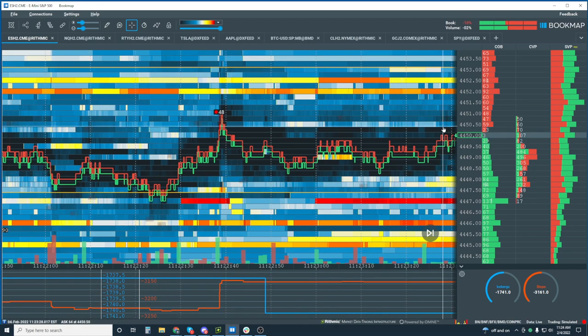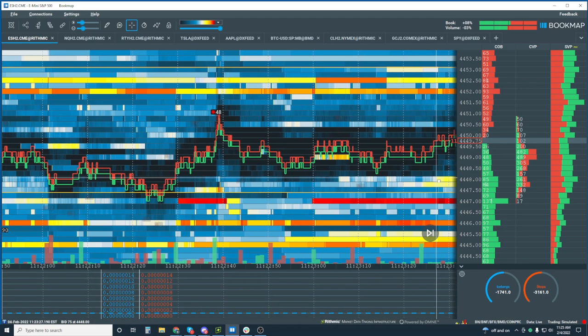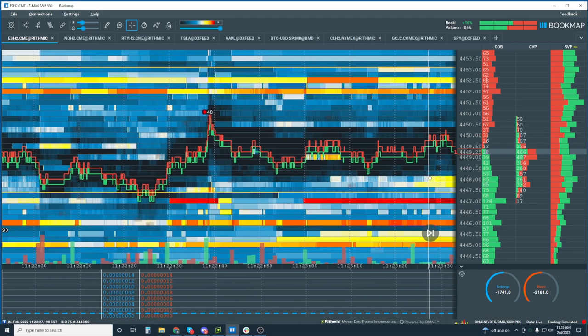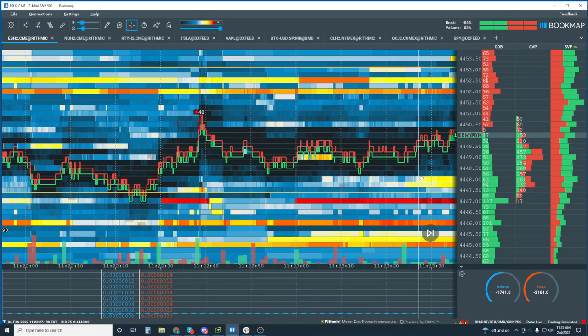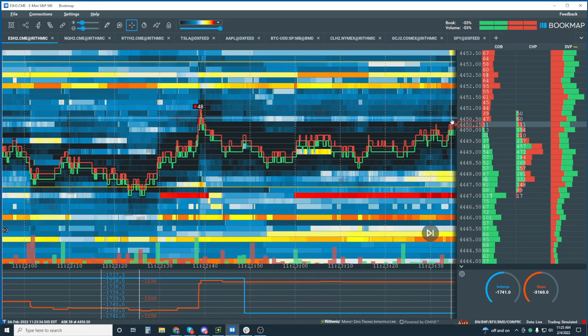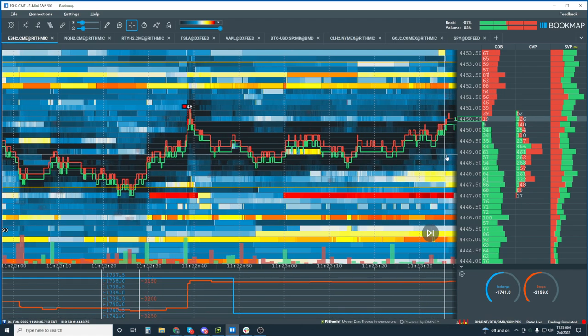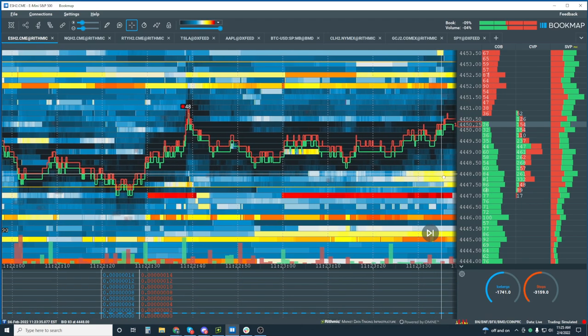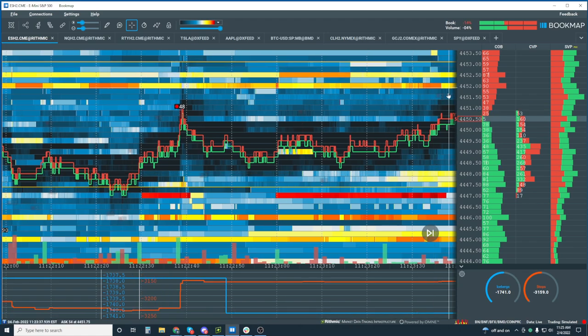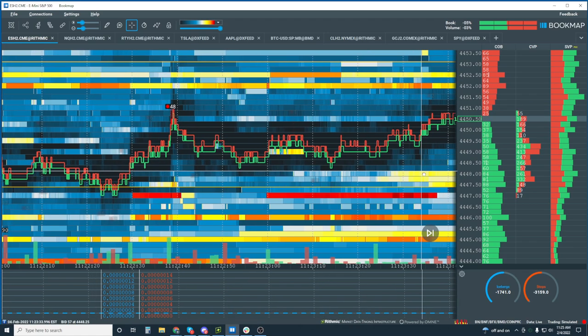Okay, now same scenario here. Now 49. Do they show up in the order book here at 49? Not really. They're pulling at 50 and a half. Okay, starting to show up down here at 49. It's dark up here. 52 is the next area.